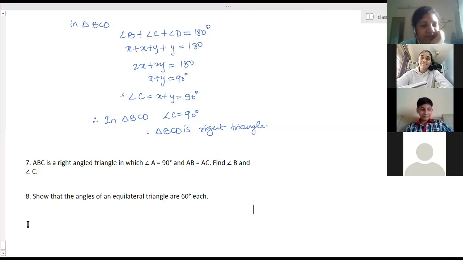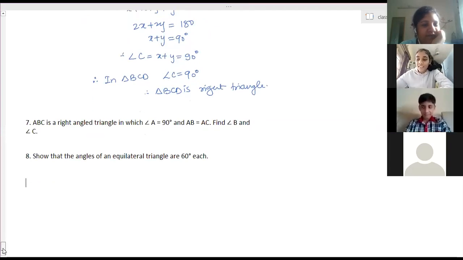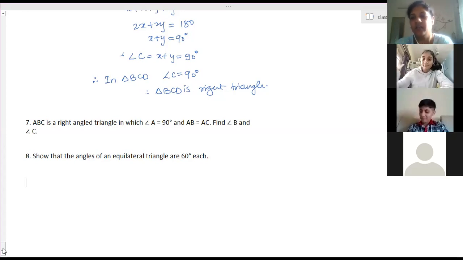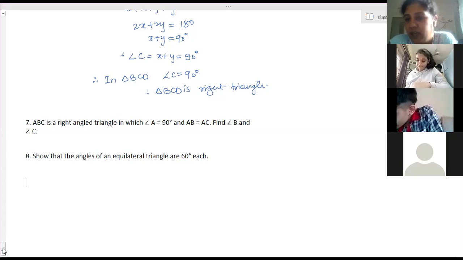Yes, Trishila. Ma'am, it's an equilateral triangle, so all the three sides are equal. You can consider the angles as x, x, and x. So 3x equals 180 and x is 60. So each of the three angles is 60. All three sides are equal, that means angles are equal. So x, x, x are the three angles, x plus x plus x is equal to 180. So 3x is equal to 180, x is equal to 60.